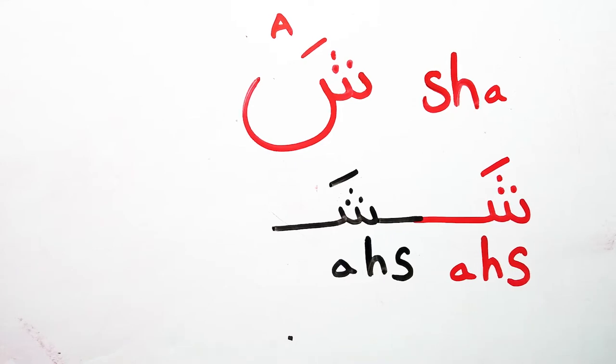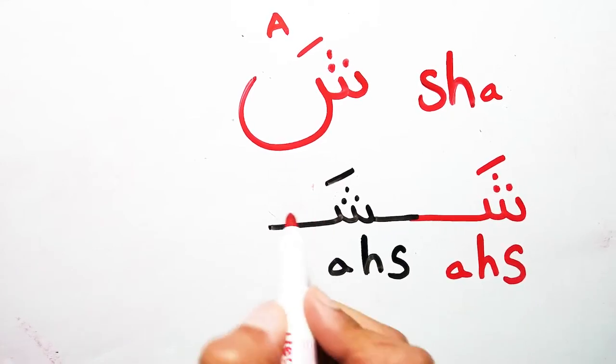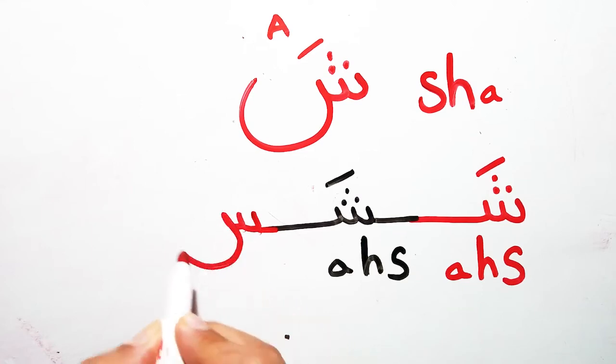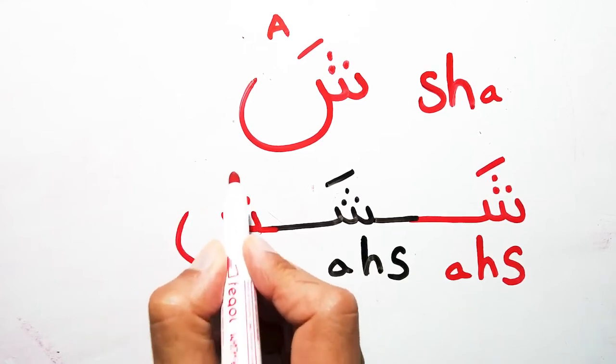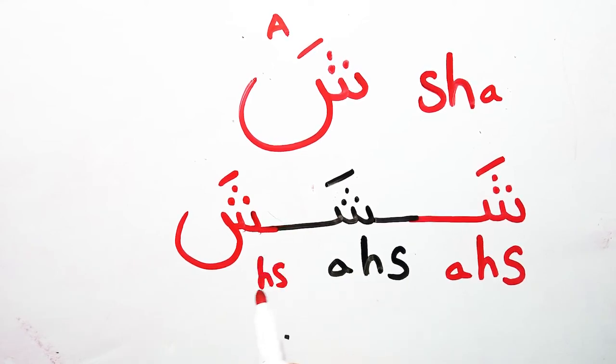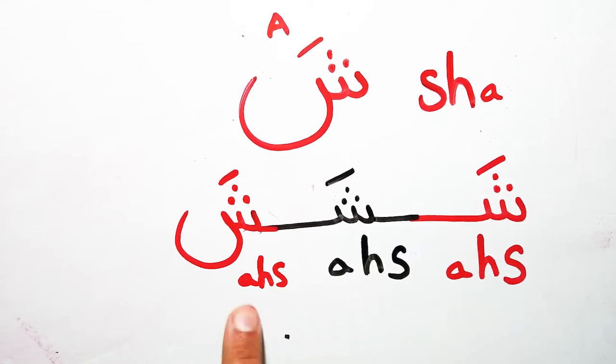Okay. Let's see sh in the end of the word. Sh in the end of the word, it is like this. Sh, sh, sh. Let's read the word at the normal speed. Sh, sh, sh.